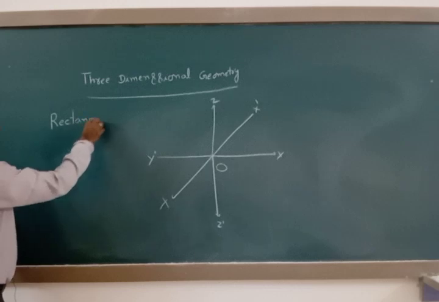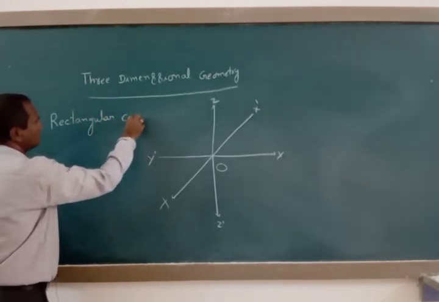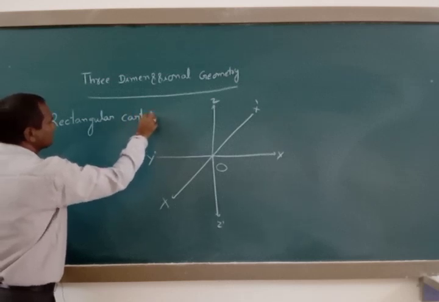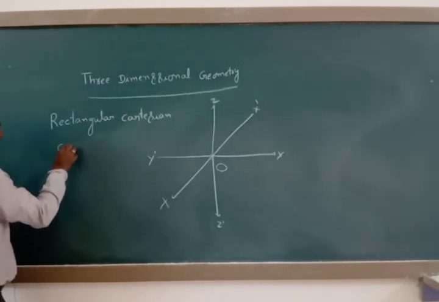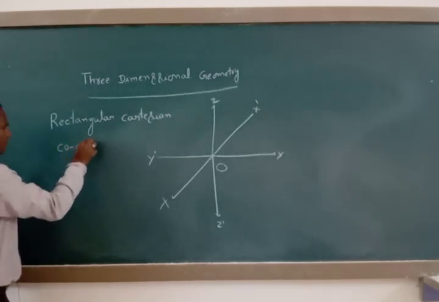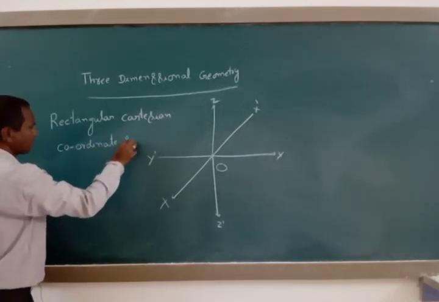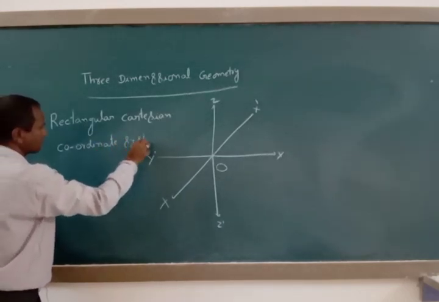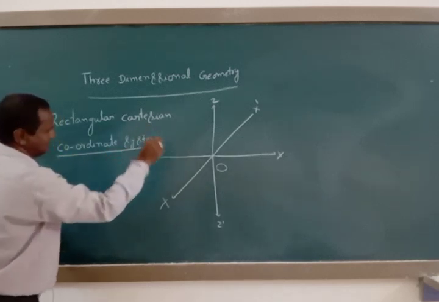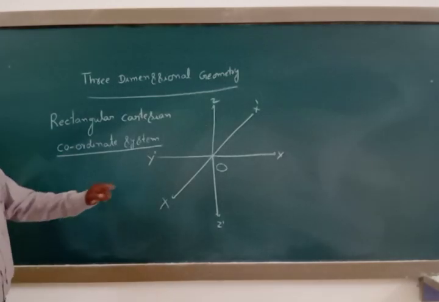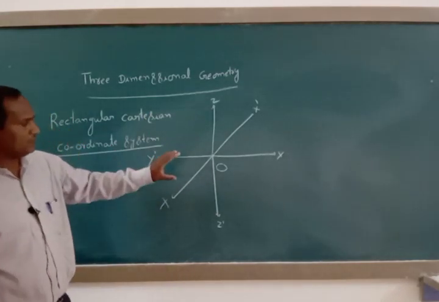Rectangular Cartesian coordinate system. Including all three axes, XOX dash, YOY dash and ZOZ dash.